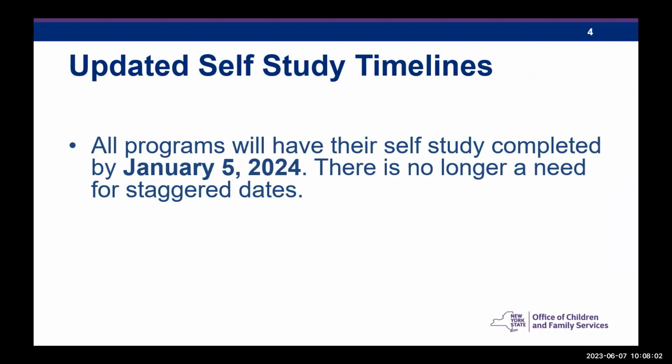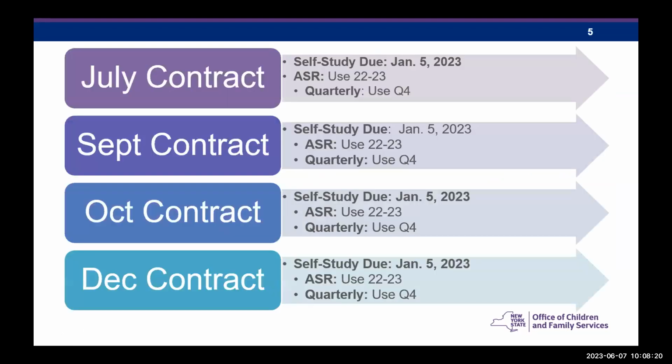Again, like we shared, the updated self-study timeline is that everyone's will be due January 5th. There's no longer a need for staggered dates. We just wanted to show you the updates for each of the contract start dates. Now you'll see it's all January 5th, and everyone will use their 22-23 ASR and Q4.